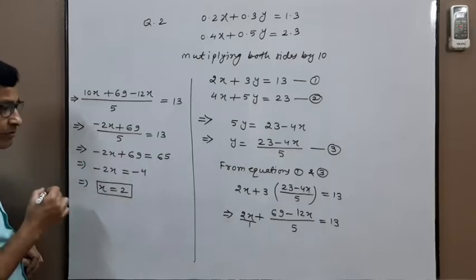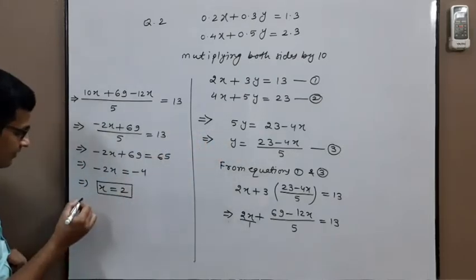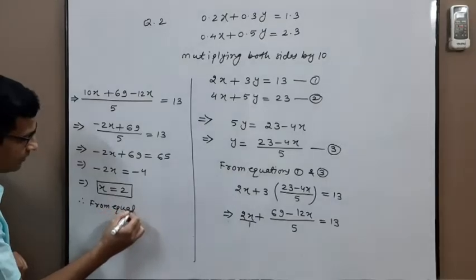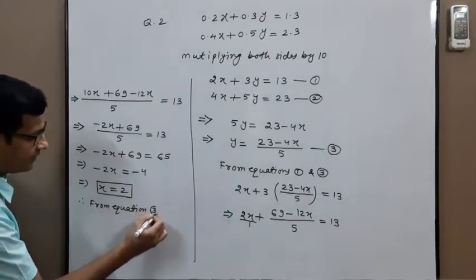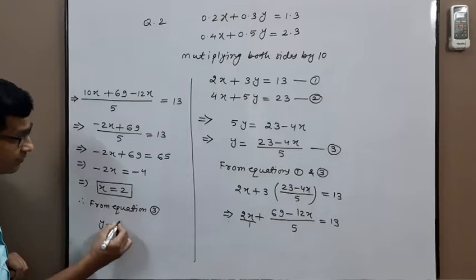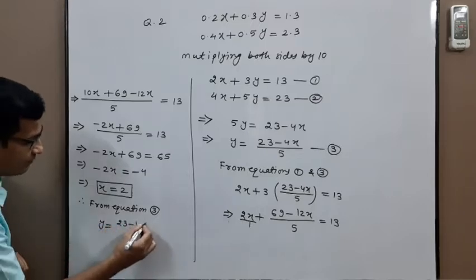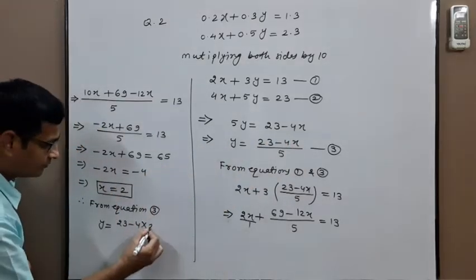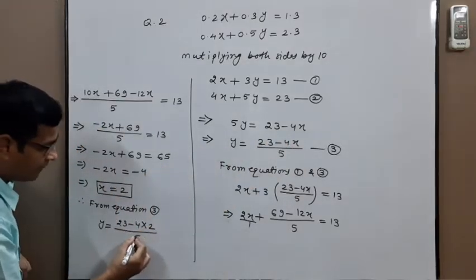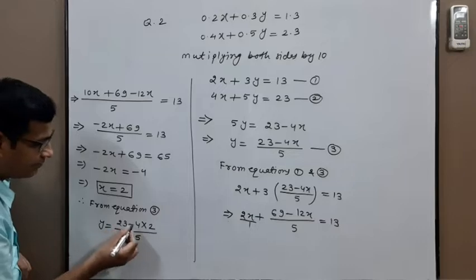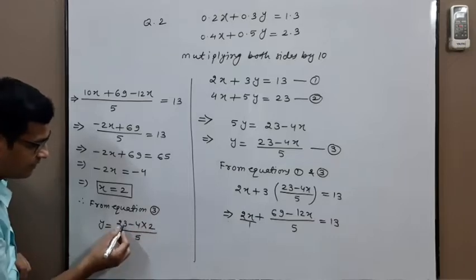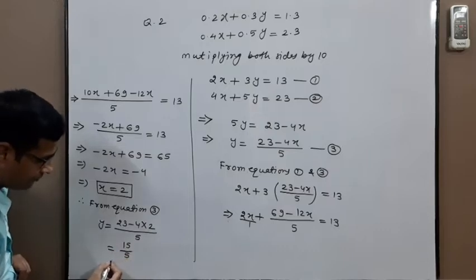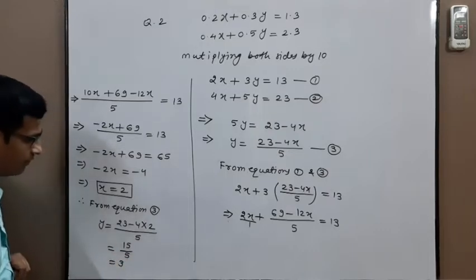Now putting x equal to 2 in equation number 3. Therefore from equation 3, y is equal to 23 minus 4x upon 5. In place of x write 2. 23 minus 8, 4 twos are 8. 23 minus 8, 15, and 15 upon 5, 3. So the value of y is 3.